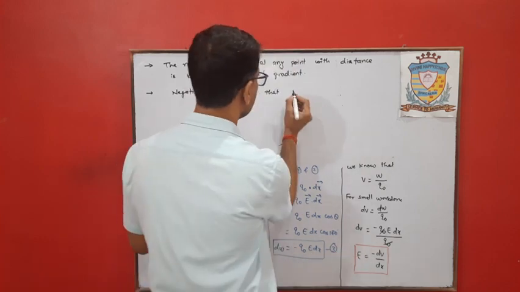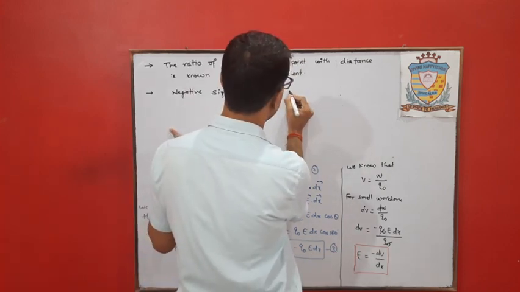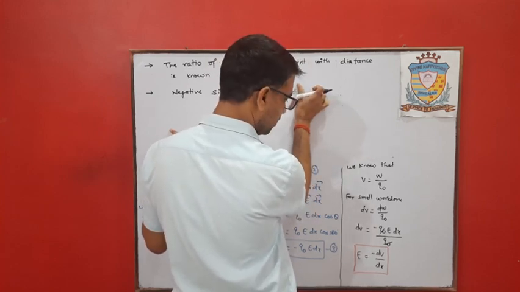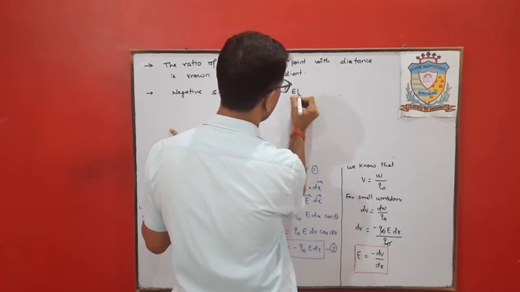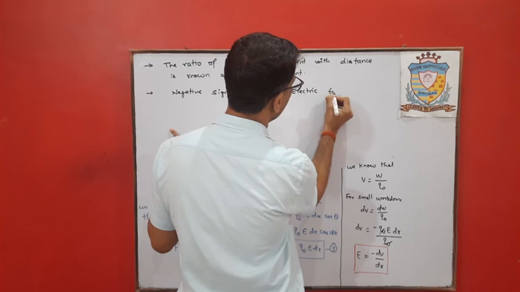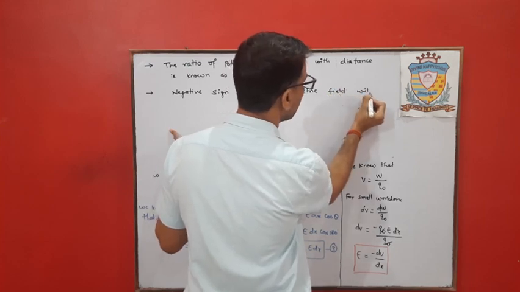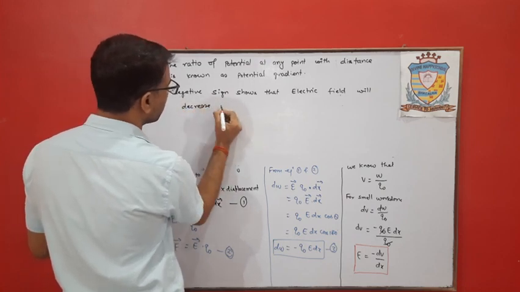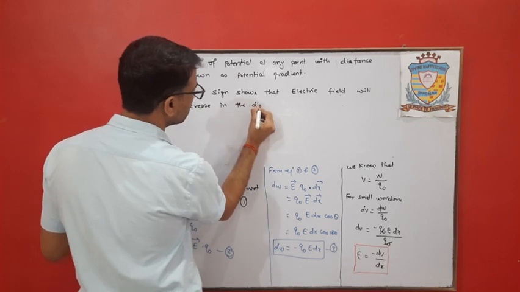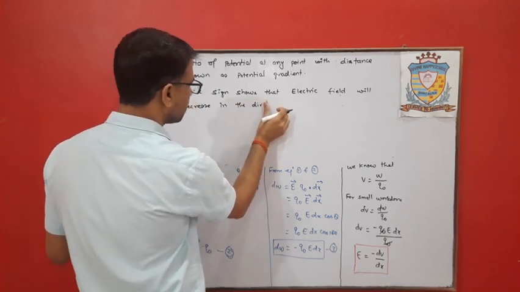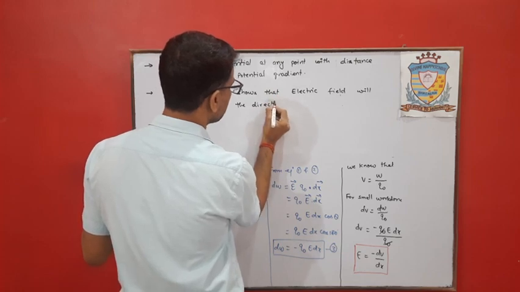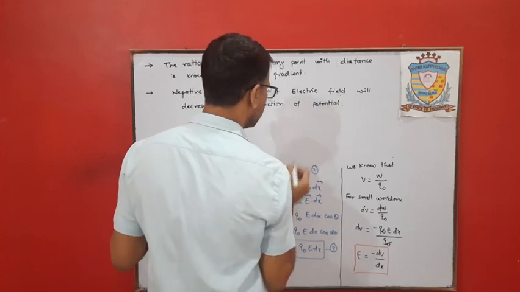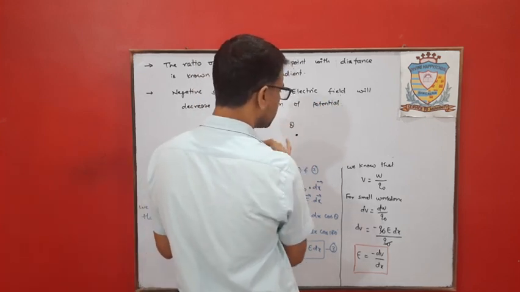Second point, this negative sign shows that the electric field will decrease in the direction of potential. It means, suppose here we have the source charge Q.